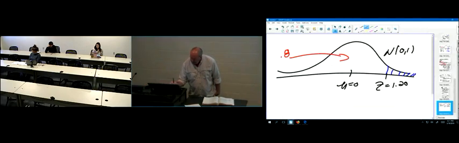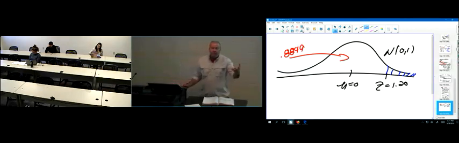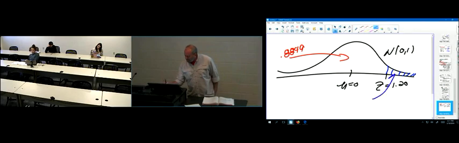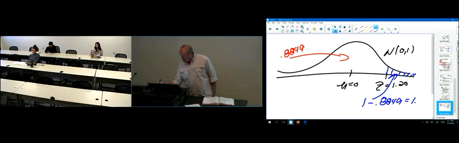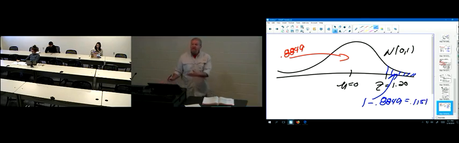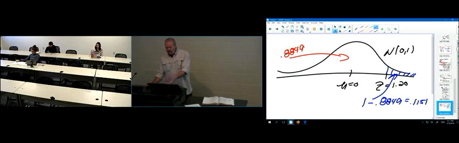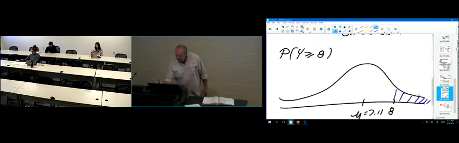This is 0.8849. I'm going to say it louder. The table always tells you the area to the left of whatever z-score you look up. If I want this one, it's 1 minus that. And I'm thinking I get 0.1151. Nice. If that's 0.1151, I have to flip back here and label this one for you too. That one is 0.1151.